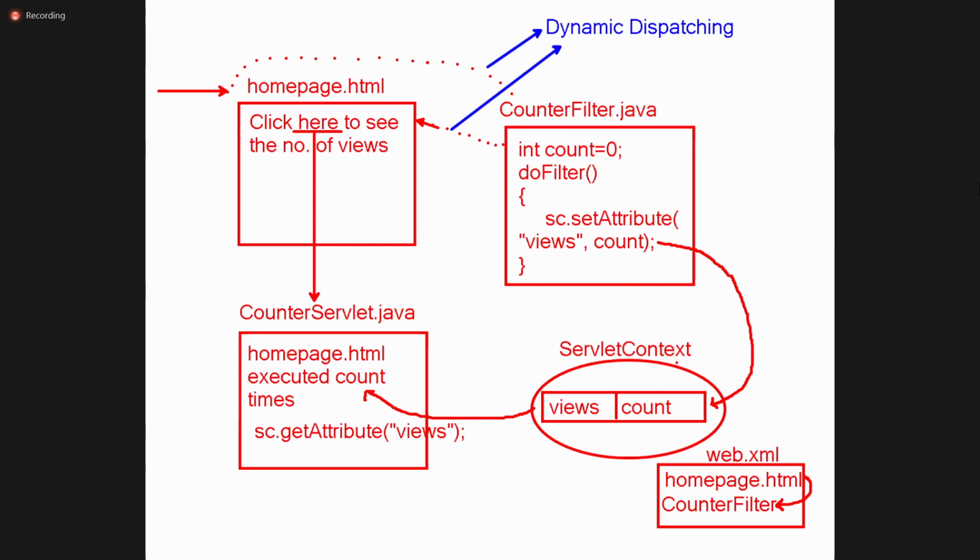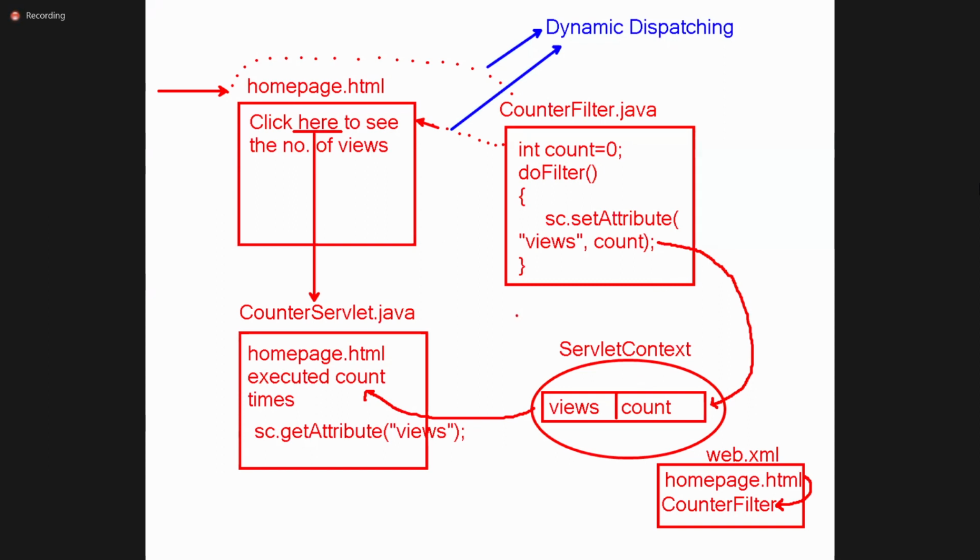This memory, the servlet context, is created whenever the web application is deployed on the server. So whenever you deploy, only then it is created. All servlets, all filters, all listeners can access that context, but in that particular application only. For another application, one more servlet context is created. Okay.